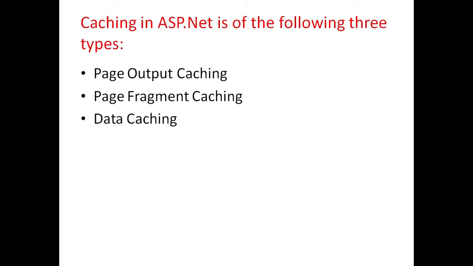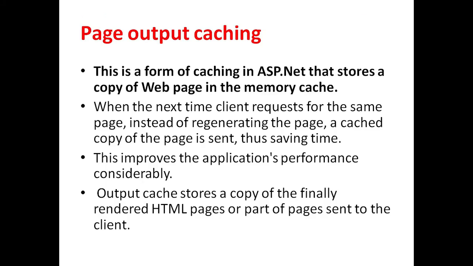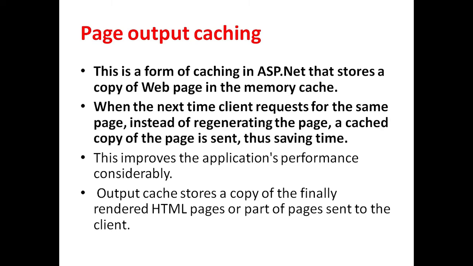Caching in ASP.NET is of following three types: page output caching, page fragment caching, and data caching. First, we'll see page output caching. This is a form of caching in ASP.NET that stores a copy of web page in memory cache. When the next time client requests for the same page, instead of regenerating the page, a cached copy of a page is sent, thus it saves the time. This improves the application's performance considerably.